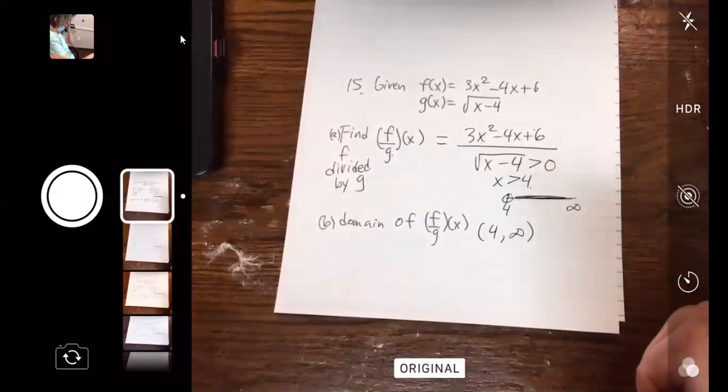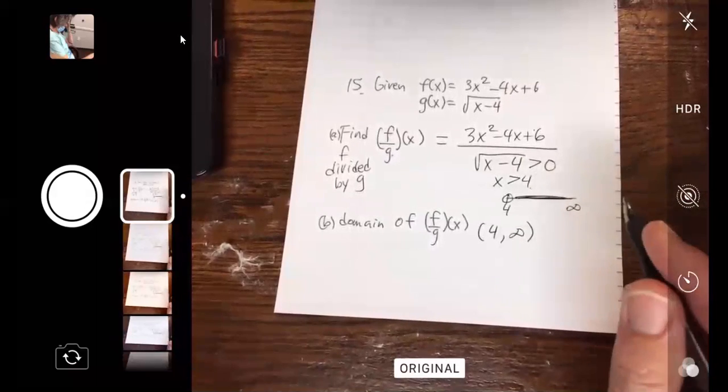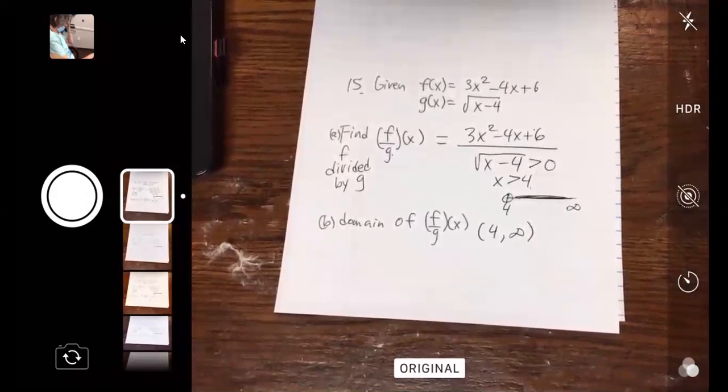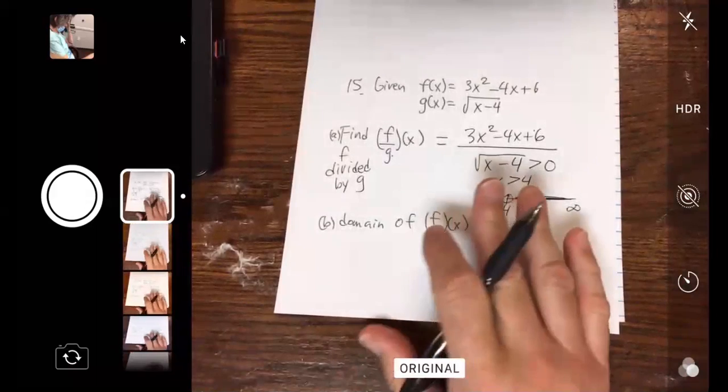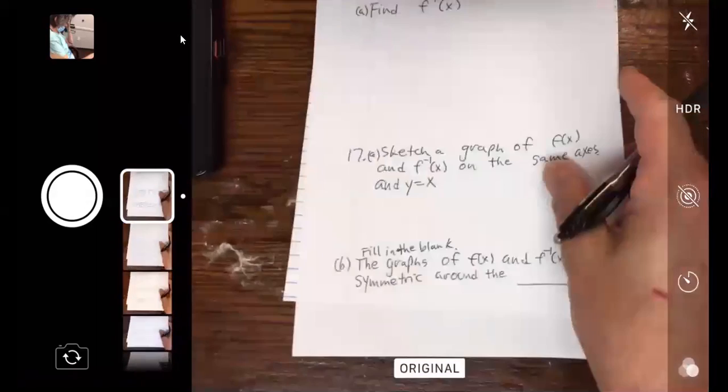Okay. What else can we show you? Let's do. Oh, can we do 16? I'm a little confused on the inverse. All right.